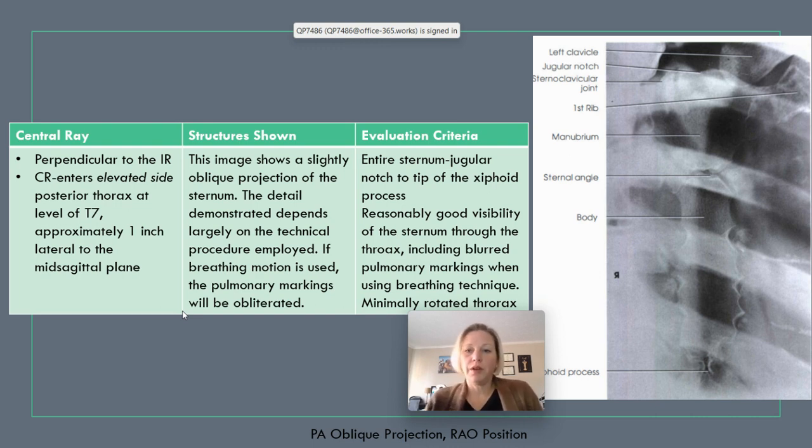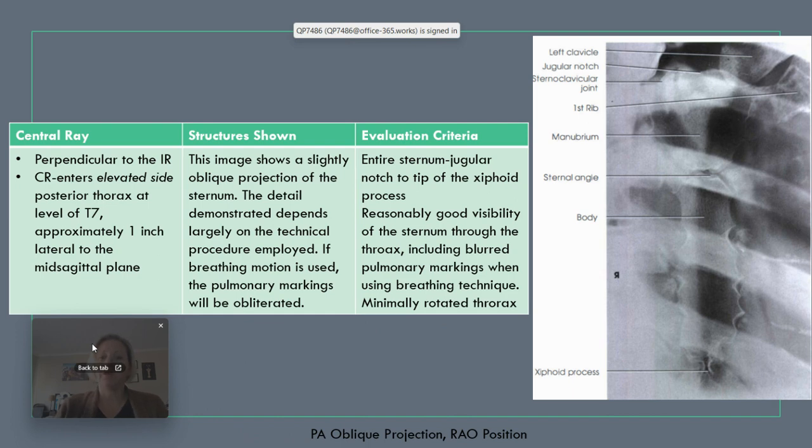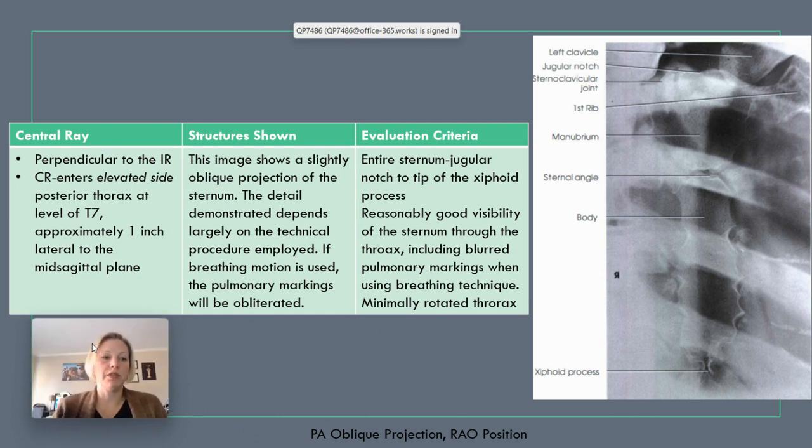All right, so your central ray is going to be perpendicular to the IR. It will enter the elevated side at the level of T7, 1 inch to the midsagittal plane. There should be clearly demonstrated the entire sternum, jugular notch to the tip of the xiphoid process. You should have reasonably good visibility of the sternum through the thorax, including the blurred pulmonary markings when using a breathing technique.